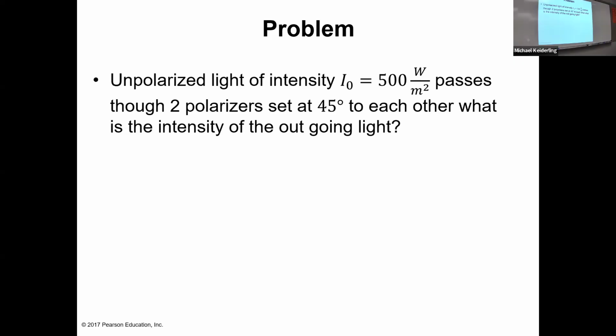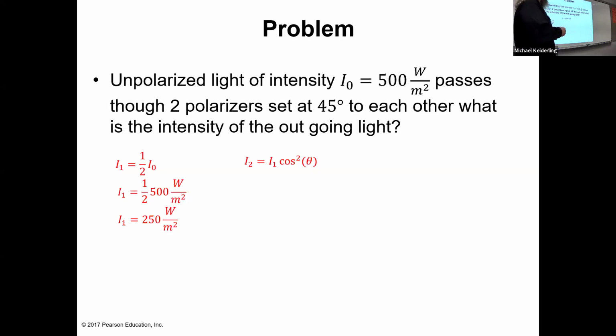Unpolarized light of intensity 500 watts per square meter passes through two polarizers set at 45 degrees to each other. What will the intensity of the outgoing light be? So for this, there's two stages. Intensity 1, in between the two polarizers, is going to be half the incoming intensity. So half of 500 watts per square meter is 250 watts per square meter.